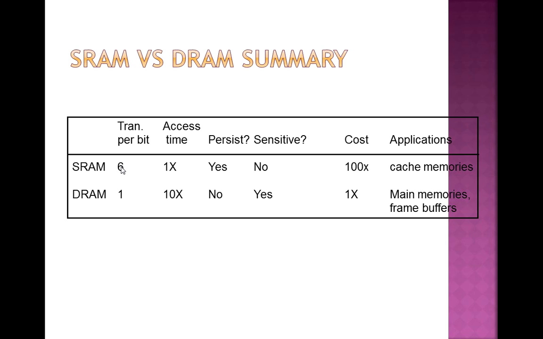Static RAM is not sensitive, that is, it is not destroyed or deleted whenever we touch the RAM. But dynamic RAM is sensitive. If you touch it, then it will be destroyed. Then next is cost. Static RAM is more costly than the dynamic RAM, that is 100 times costlier than the dynamic RAM. Then applications where it is used. Static RAM is used in the cache memories, while dynamic RAM, that is DRAM, is used in the main memory or the frame buffers.